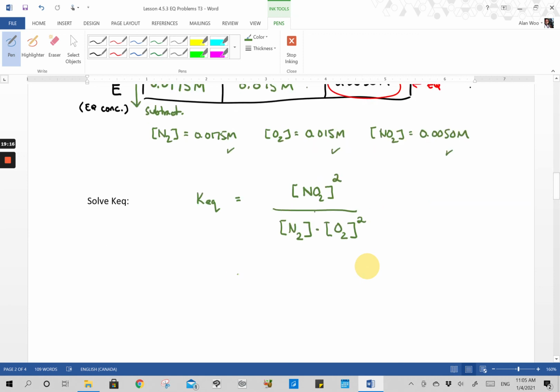So now I substitute all the values. So NO2 is basically 0.0050 molarity squared over 0.0175 molarity times 0.015 molarity squared. Okay, so this is our substitution step.